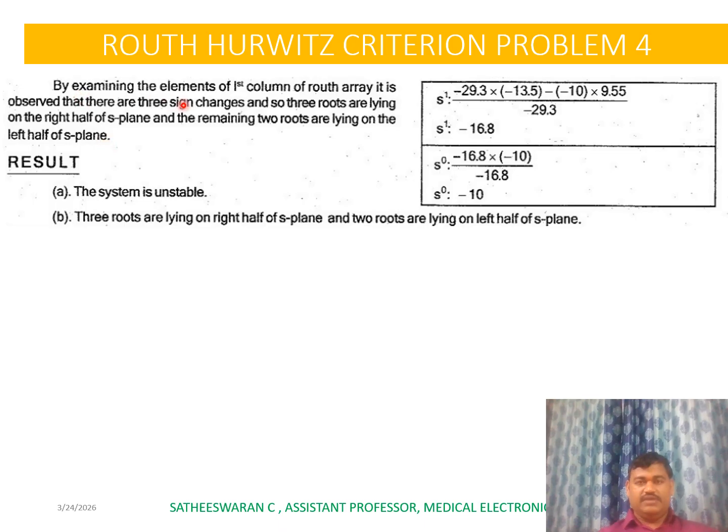So similarly here, by examining the elements of the first column of the Routh array, it is observed that there are three sign changes. So 3 roots are lying on the right half of the S plane, and the remaining 2 roots lie on the left half of the S plane. The system is an unstable system. 3 roots lie on the right half of the S plane and 2 roots lie on the left half of the S plane.